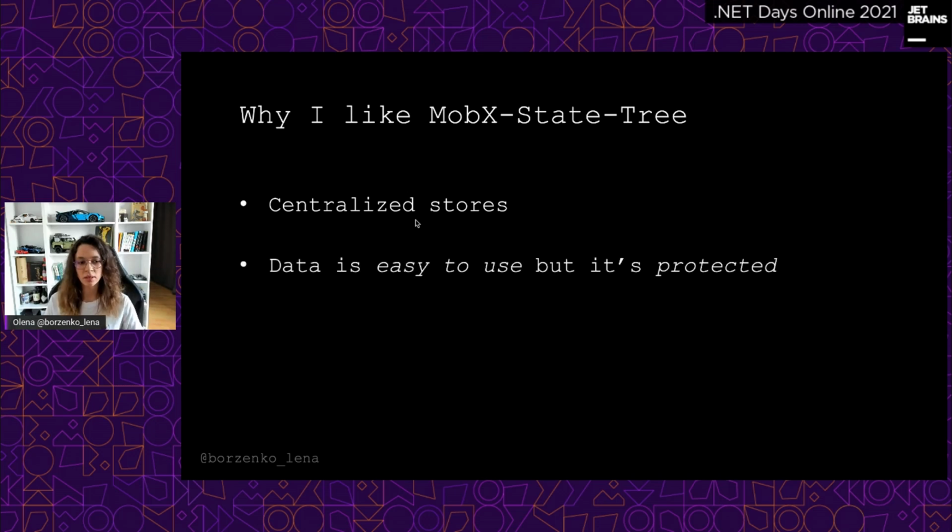Another thing is that data is easy to use, but it's protected. So you can mutate your data. It's mutable, but it can be mutated only through specific actions, again, in this centralized store. So you will have a section with different methods, and your data will change and components will be re-rendered only if you do this through those actions.